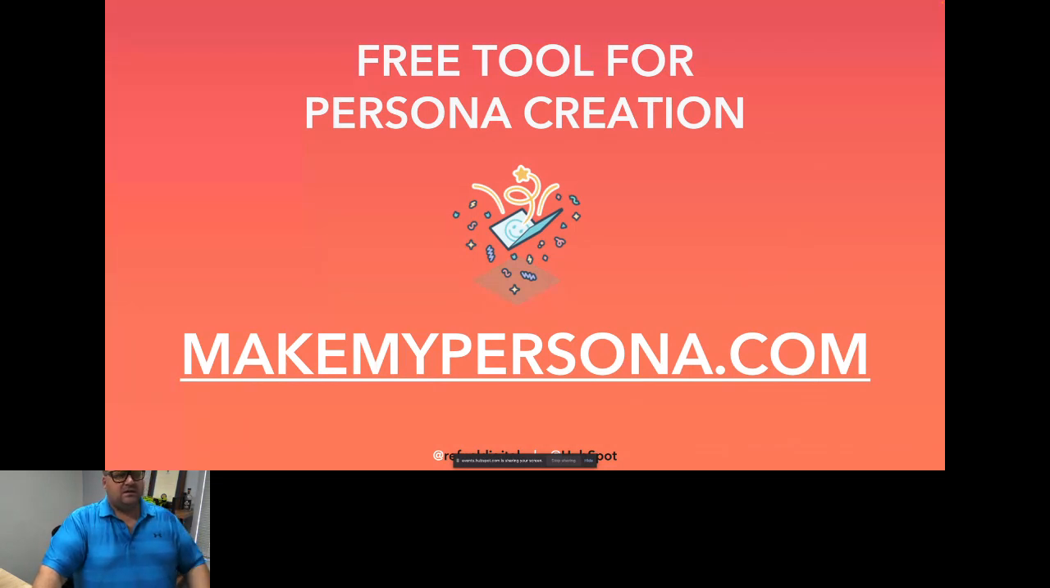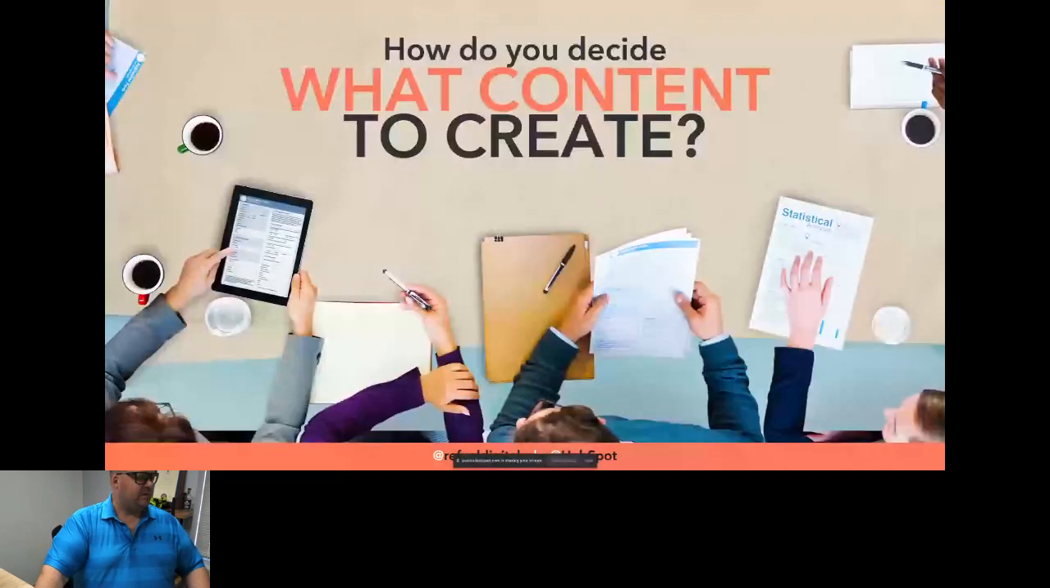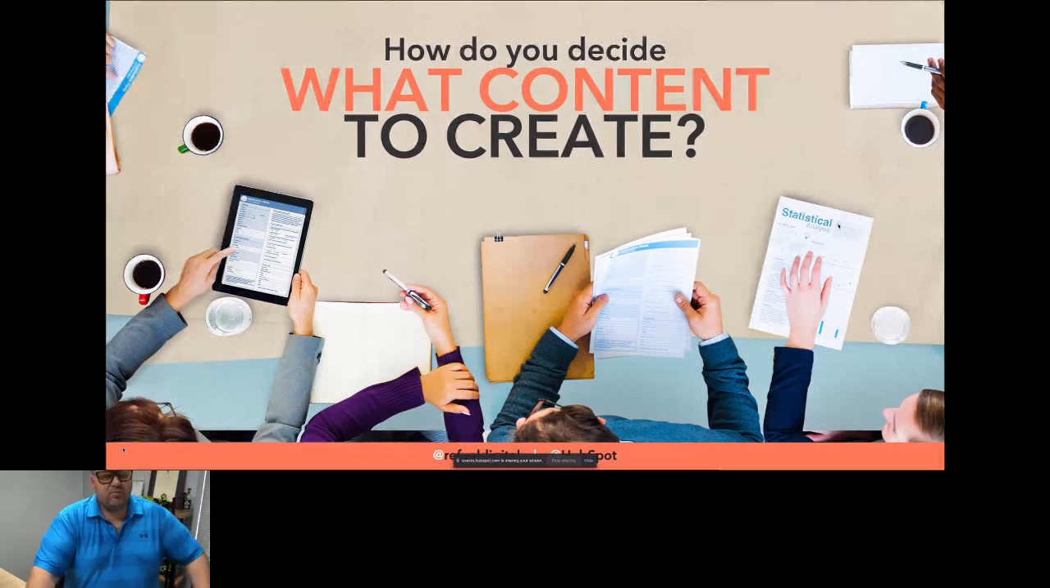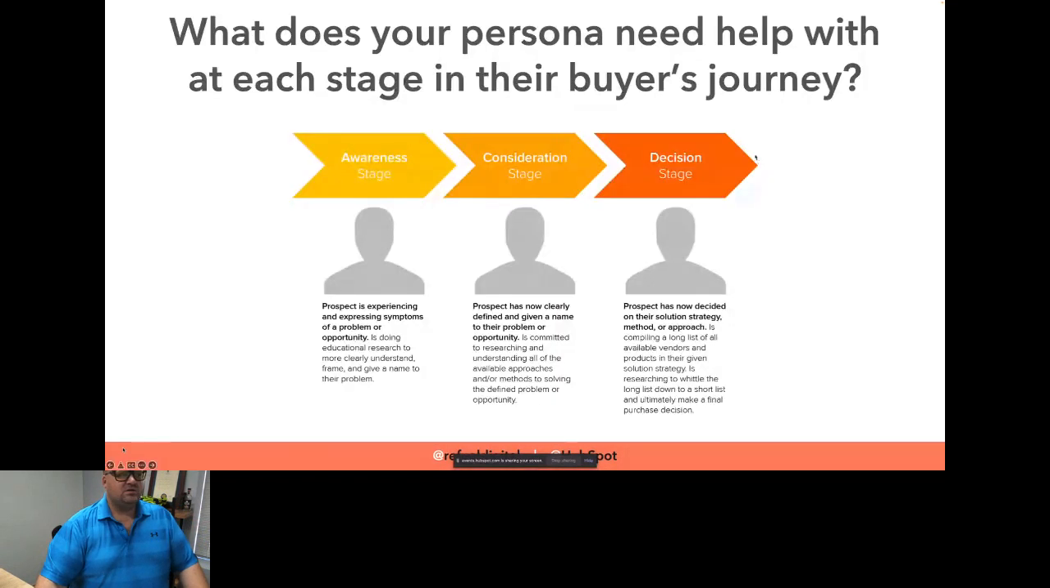So let's move on to how we decide what content to create. Knowing your persona doesn't solve everything. You can have the best persona in the world and still scratch your head over what to create from time to time. Now we know who we're writing for, we need to decide what we're creating for those people. We break this down by looking at the buyer's journey. What does your persona need help with at each stage of their buyer's journey?